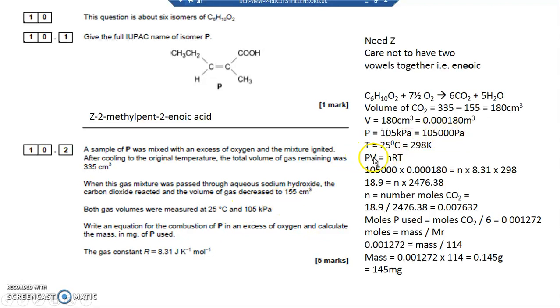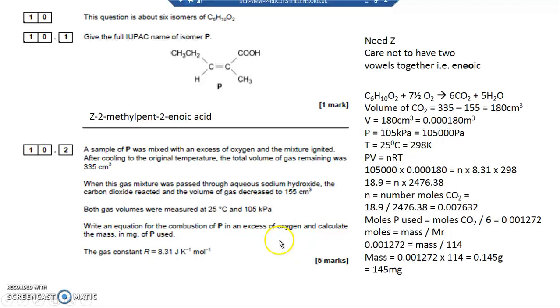What else do I need? I need volume. Well, I've got volume, 180 centimetre cubed, but I need to convert that into meters cubed. To turn small into large, centimetre cubed into decimetre cubed, I divide by 1,000, so that will be 0.180, and then to get decimetre cubed into even larger, meters cubed, I divide by 1,000 again. So it's 180 divided by 1,000 divided by 1,000 again. It turns out to be 0.000180 meters cubed.